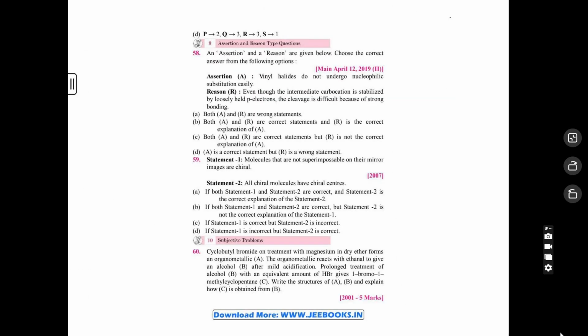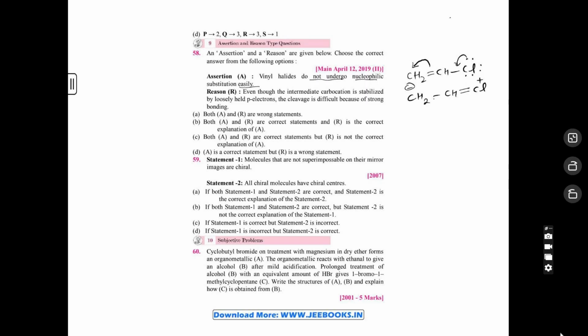Now moving to question number 58, an assertion and reason type question. Question 58 says that vinyl halides do not undergo nucleophilic substitution easily. Yes, this is correct because in case of vinyl halide, the halogen lone pair is in conjugation with the pi electrons and therefore it acquires partial double bond character, due to which the breaking of this carbon-halogen bond becomes difficult.